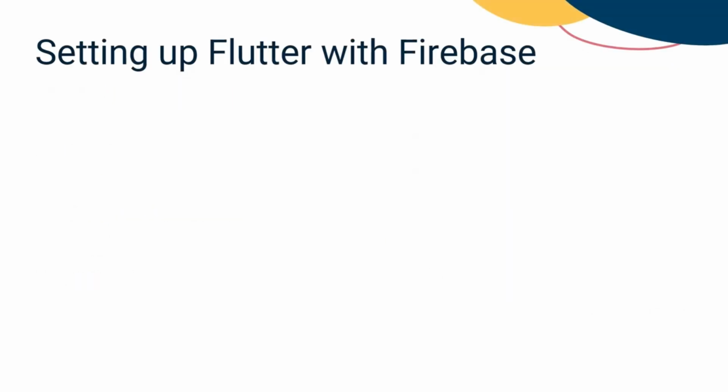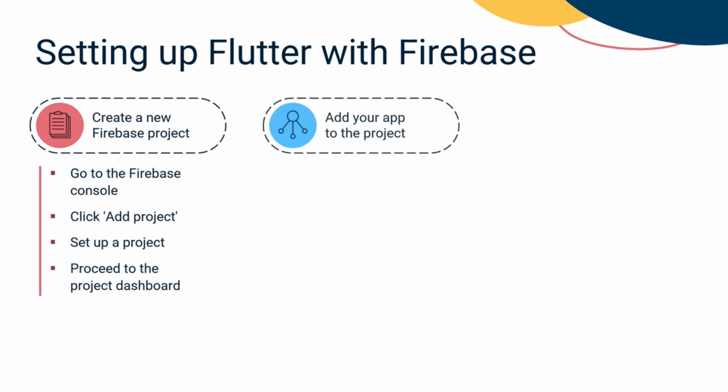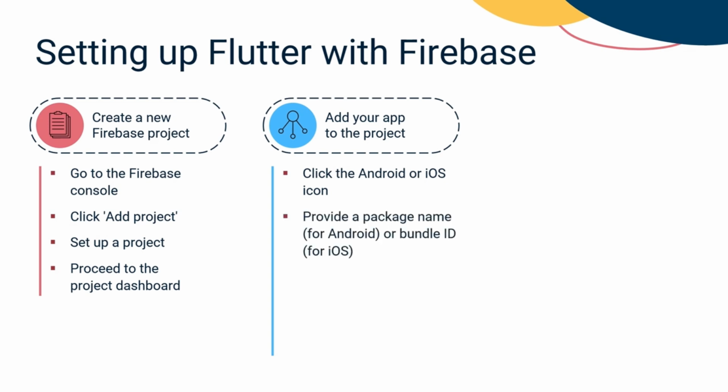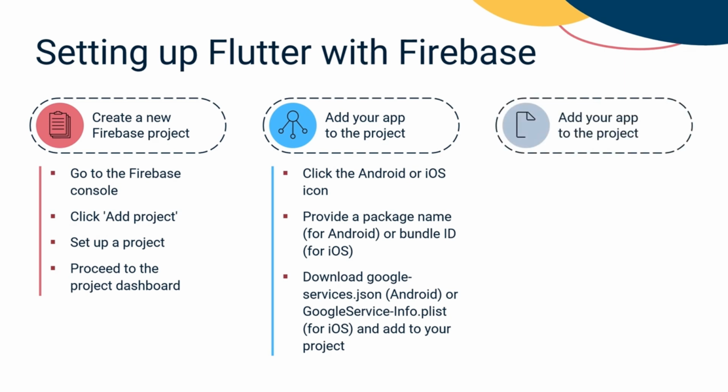To successfully configure Firebase in your app, you will need to perform several steps. Let's begin by creating a new project in your Firebase console. Click Add Project and follow the prompts to set up a project that will serve as your app's backend. After the project is created, proceed to the project dashboard. Next, add your app to the Firebase project by clicking the Android or iOS icon. Provide details such as package name or bundle ID, and download google-services.json or GoogleService-Info.plist. Add it to your project.